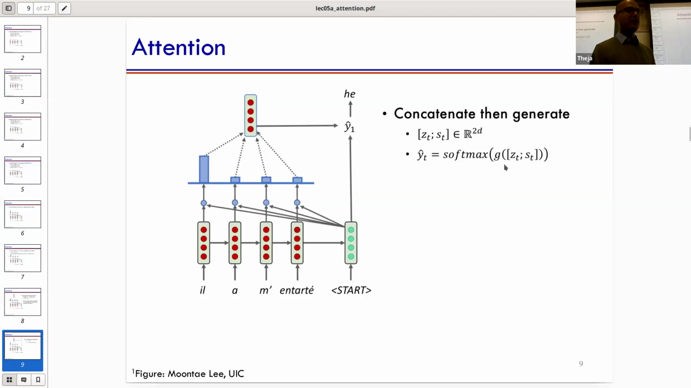This is what I'm showing here. Z concatenated with S. So that's why it's two times the original dimension. And then just apply a transformation G, which would be just a linear transformation, and then apply a softmax to get the distribution over your vocabulary. And this is going to be on the English side. So perhaps from there you sample a word, or you take the argmax probability and pick the word with the highest probability, and that's the word. And then the decoding process is the same as before.